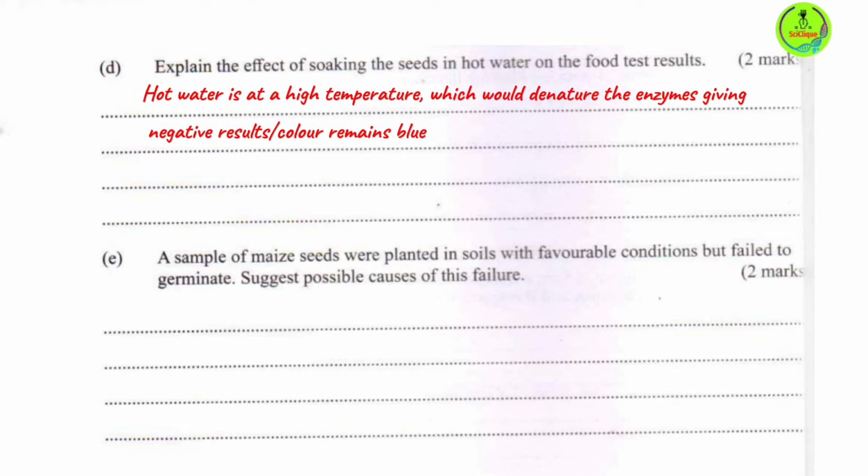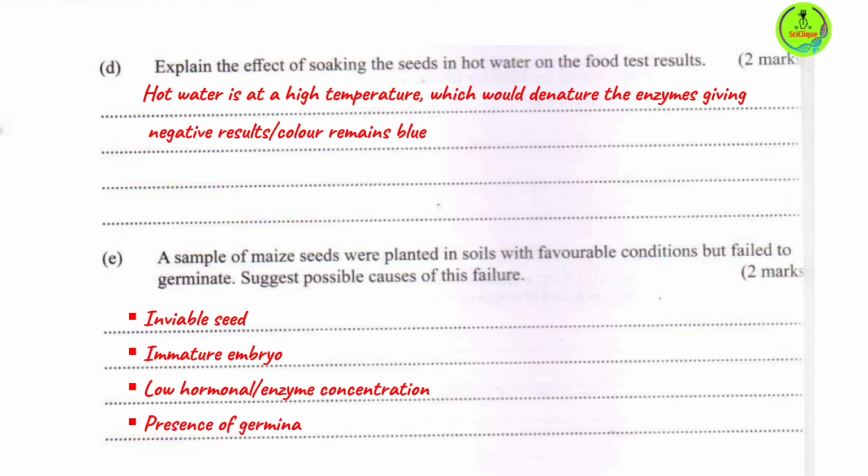So number one, the seed could be inviable, or the embryo could be immature. Or maybe you have low hormonal concentration. The hormones that are responsible for promoting germination are low. Or maybe you have presence of germination inhibitors.